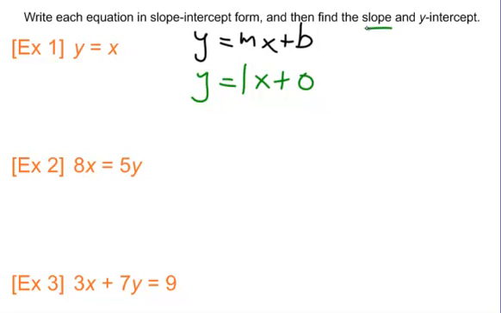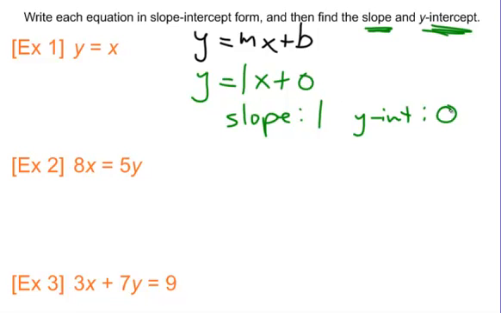So we need to find the slope and the y-intercept. So our slope is 1, right? Because that's what's in front of the x. Whatever's attached to the x, whatever that m is, that's your slope. And then our y-intercept is whatever we add. So our y-intercept here would be 0. And then we're going to graph these in a different lesson.